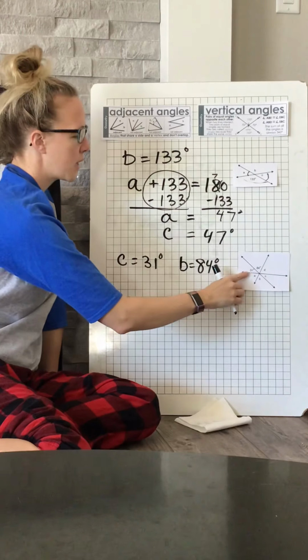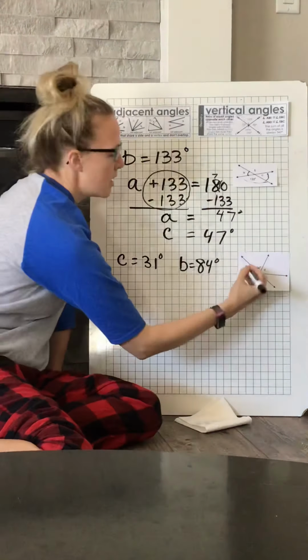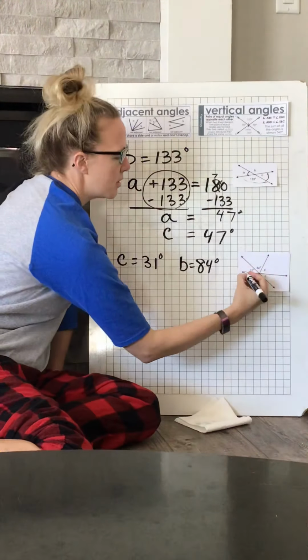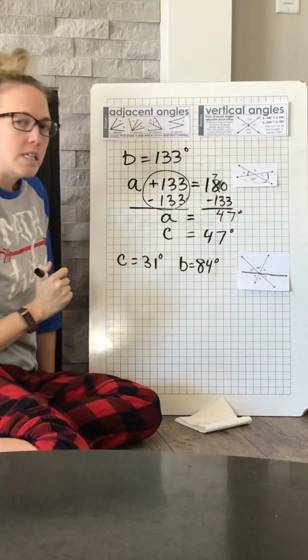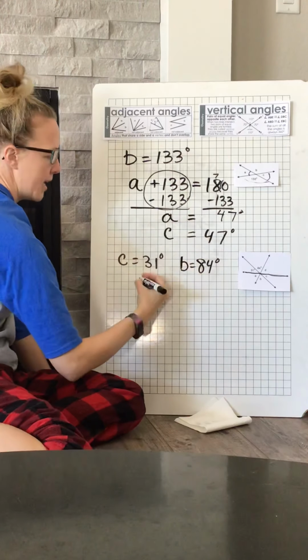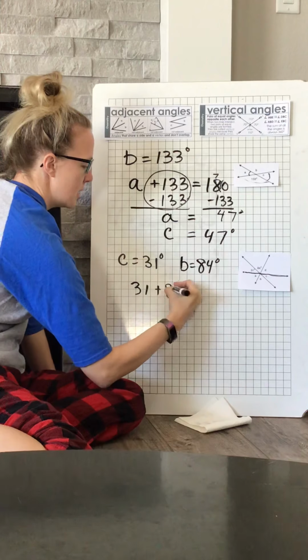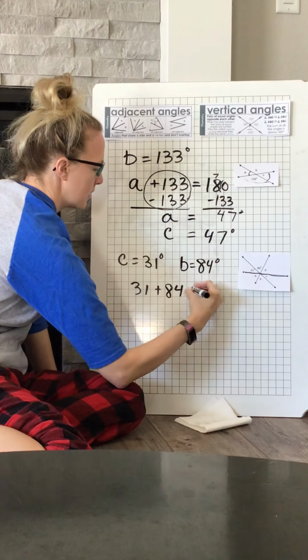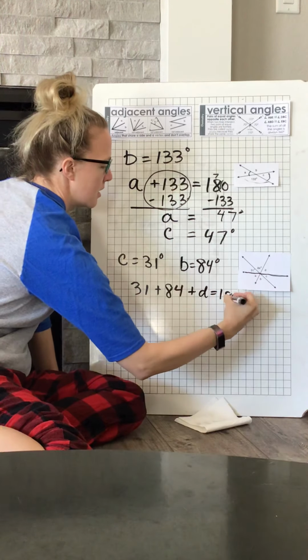So I'm going to take what I know, and maybe I'll solve this time for angle D, just to mix it up a bit. I'm going to notice that this is a straight line, and so all three of these angles above, 31, 84, and D, need to add up to 180, like they did up here. 31 plus 84 plus angle D needs to equal 180 degrees.